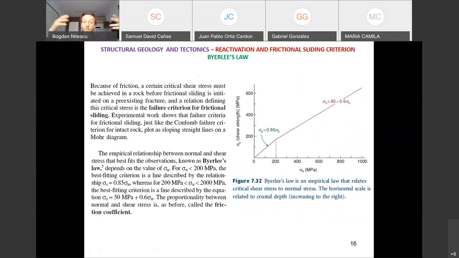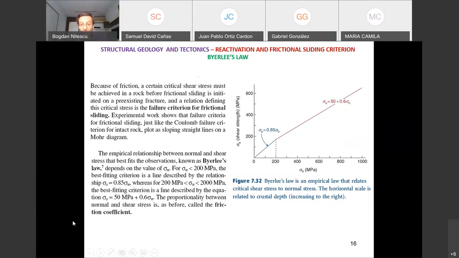Now, people like Byerlee did experiments. Some people take intact fresh rocks, other people take rocks that have fractures in them, and they do experiments, because again, it's experimental science. And that's why we have Byerlee's law of friction, that gives us the frictional sliding criterion.